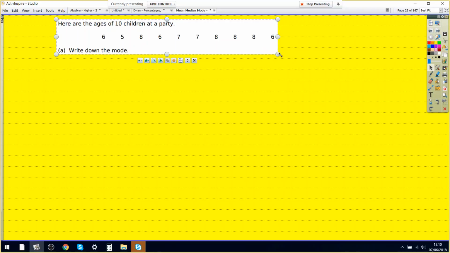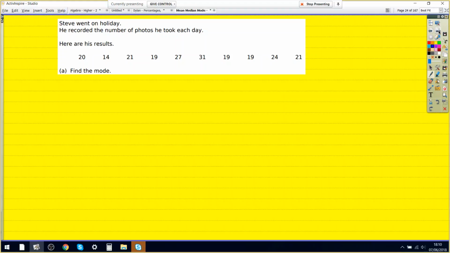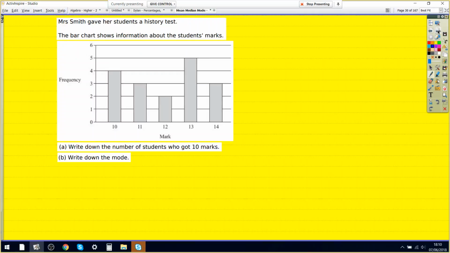What is the mode? 8. Mm-hmm. And in this case, it's 8 years of age. It's just the same idea. What's the mode from a list of numbers? If you're able to do one, you're able to do all of them.